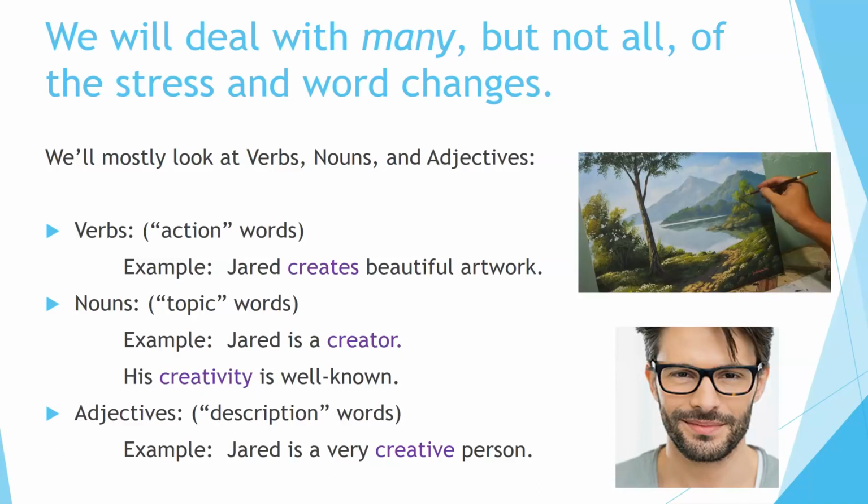For example, Jared creates beautiful artwork. Creates is the verb in the sentence, and it talks about the action that Jared is doing. Nouns are generally topic words. For example, Jared is a creator. His creativity is well known. Creator and creativity are both nouns.